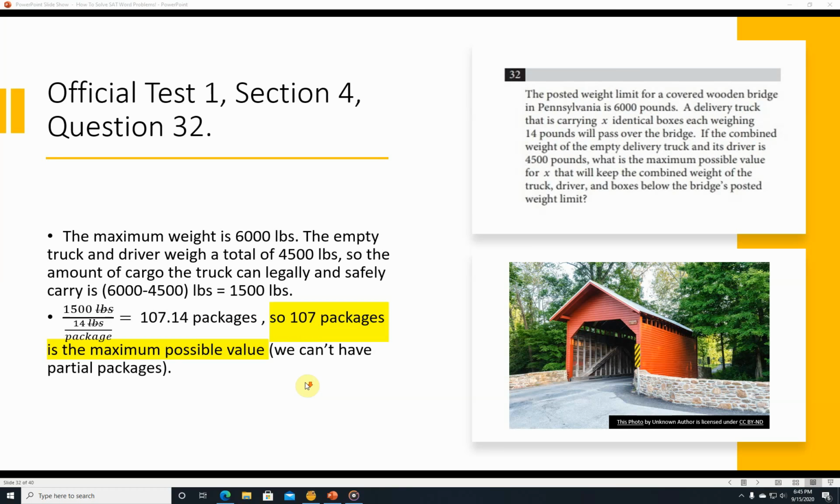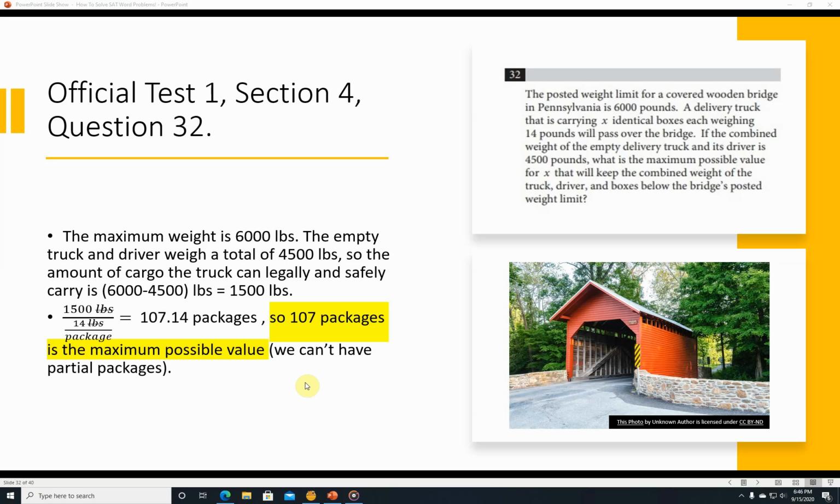So, all right. Official test number 1, section 4, question 32. The posted weight limit for a covered wooden bridge in Pennsylvania is 6,000 pounds. A delivery truck that is carrying x identical boxes, each weighing 14 pounds, will pass over the bridge. If the combined weight of the empty delivery truck and its driver is 4,500 pounds, what is the maximum possible value for x that will keep the combined weight of the truck, driver, and boxes below the bridge's posted weight limit?